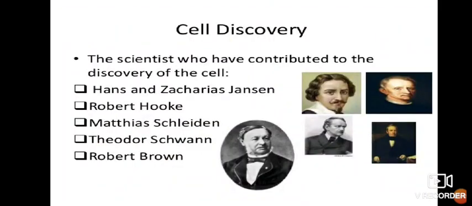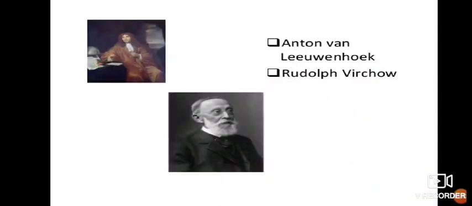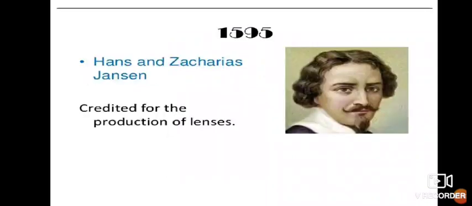Discovery of cells. Two opticians, Hans Janssen and Zacharias Janssen, Robert Hooke, Matthias Schleiden, Theodor Schwann, Robert Brown, Anton van Leeuwenhoek, Rudolf Virchow. These are all scientists who are credited with the discovery of the cell.